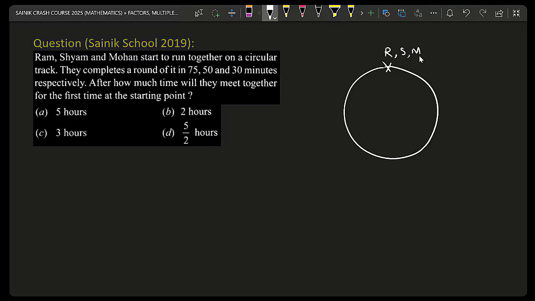Yes, sir. So Shyam will reach the same point in multiples of 50. Mohan will reach the same point in multiples of 30. And they are meeting at the same point means it is their common multiple, right? Yes. So LCM. And we want the first time that they are meeting, so we should find LCM.